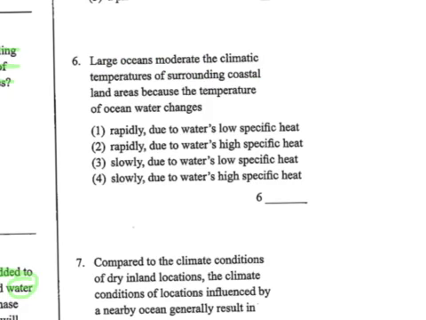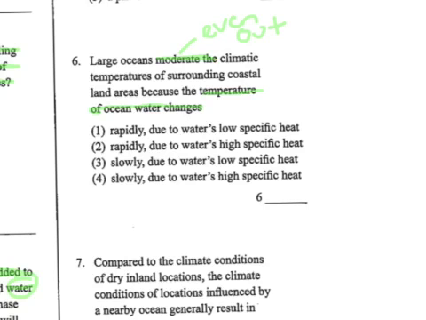Question 6. Large oceans moderate the climatic temperatures of surrounding coastal land areas because the temperature of water, ocean water, changes. So when we read this, moderates means to even out. It means that it's making it more equal. So it moderates the temperatures of surrounding coastal land areas because the temperature of ocean water changes.